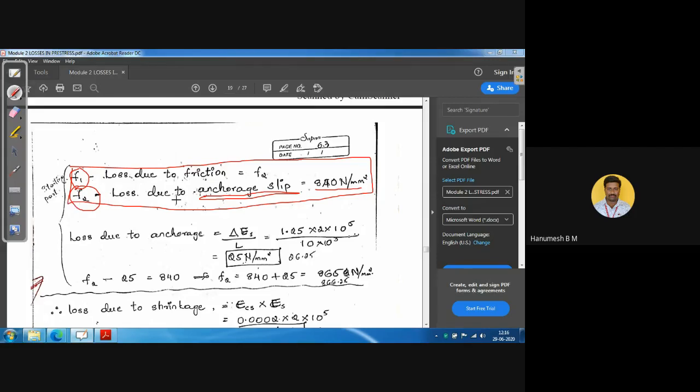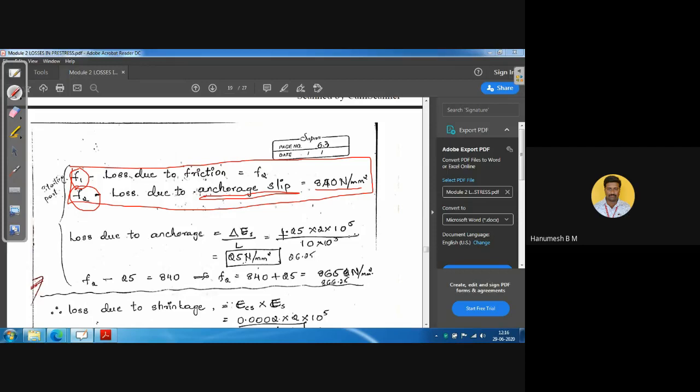F2 minus loss due to anchorage slip, which is equal to 840 Newton per mm square. Here F2 and anchorage slip losses are unknown. I can calculate the loss due to anchorage slip here. Anchorage slip losses we can easily find out. How? We have the expression loss due to anchorage is equal to delta into Young's modulus of the steel divided by length of the beam.